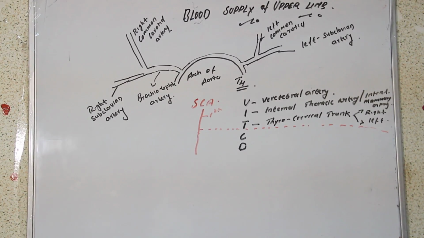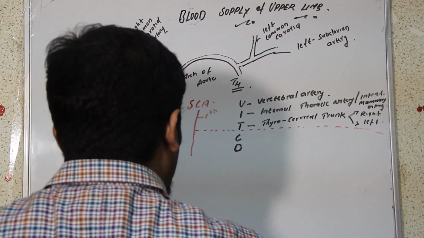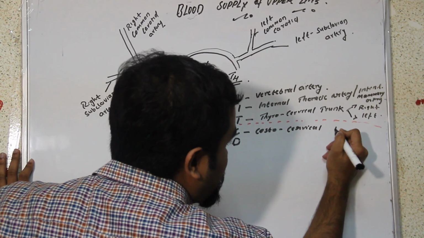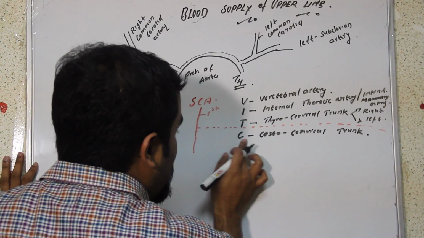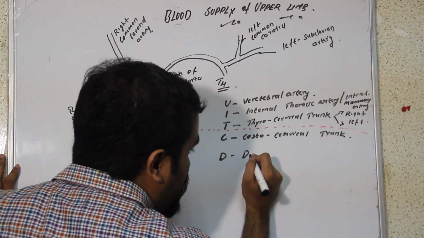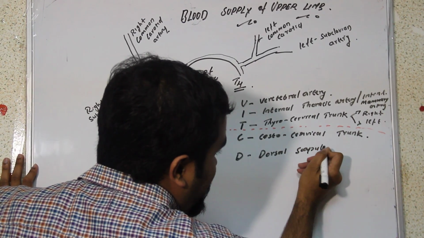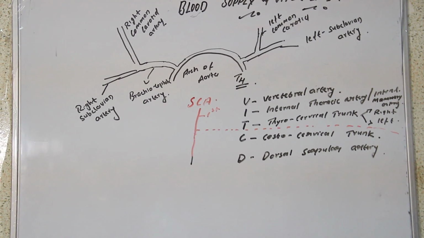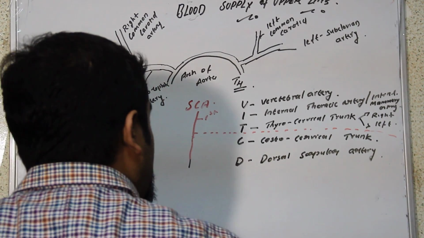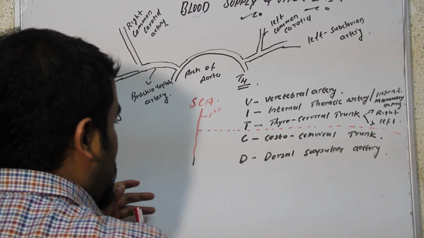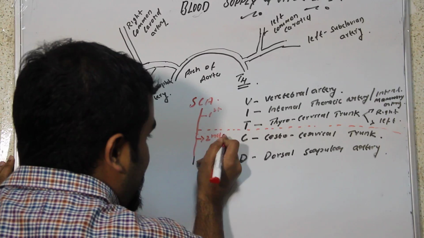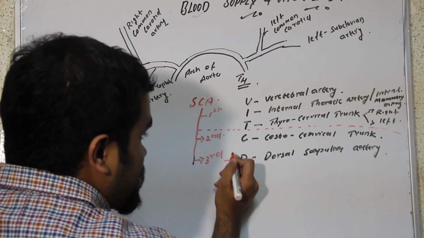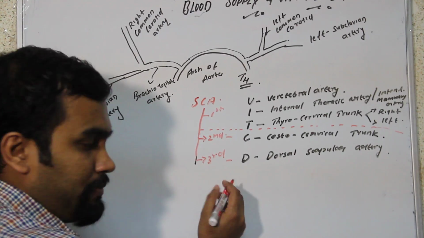Now we will deal with the second part. In the second part we have C for costocervical trunk, okay, and D for dorsal scapular artery. The right costocervical trunk is in the second part of the subclavian artery branches, and in the third part we have the dorsal scapular artery. So it has first part, second part and third part, okay.